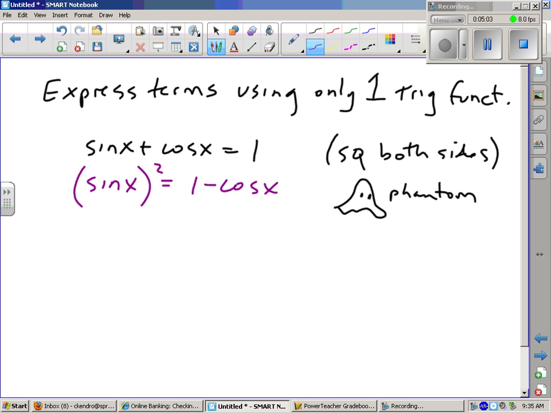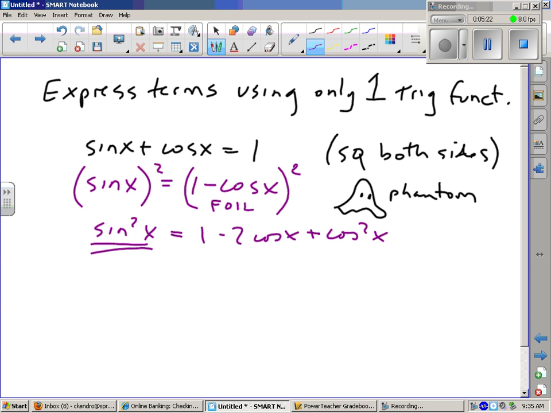Now I'm going to square both sides. So I get sine squared x equals, now this you have to FOIL, so 1 minus 2 cosine x plus cosine squared. Now, what that does is it gives us the ability to change this into its Pythagorean identity of 1 minus cosine squared. And now everything is in terms of cosine, so it makes it easier to solve.